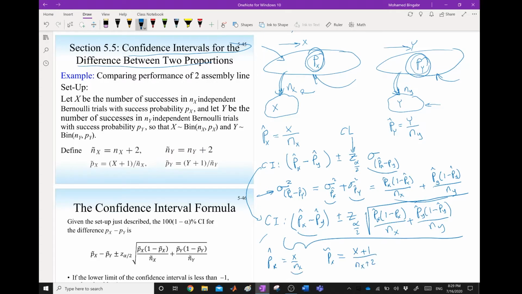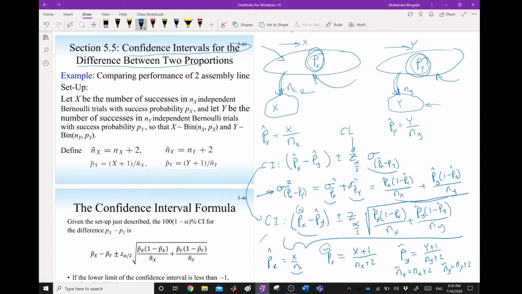Because we now have px and py, we just add 1 in the numerator and 2 in the denominator. Before, if I am trying to find the confidence interval of just px without py, one variable, then I add 2 in the numerator and 4 in the denominator. Same thing, py will be y plus 1 over ny plus 2. And I define nx delta equal nx plus 2, and the same thing ny delta is ny plus 2. And if I use this delta instead of hat, I get a better confidence interval.